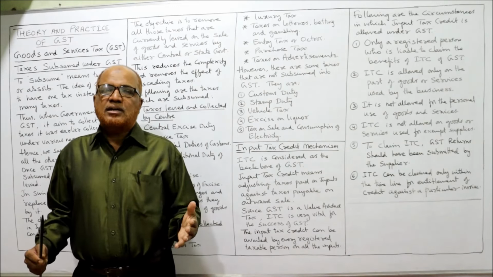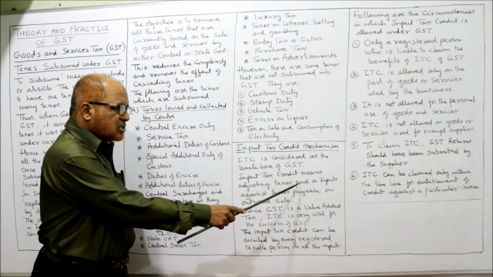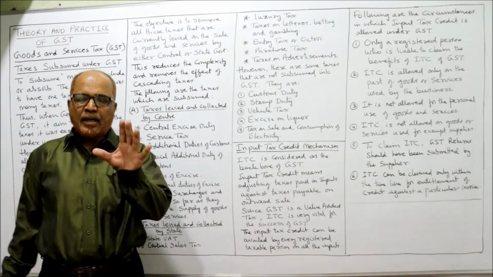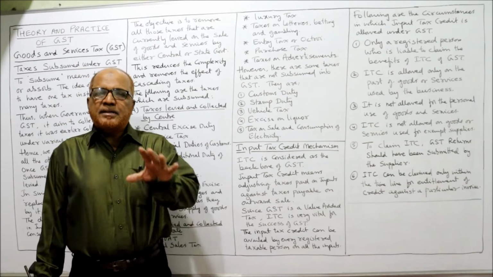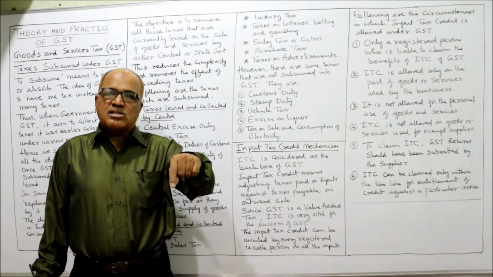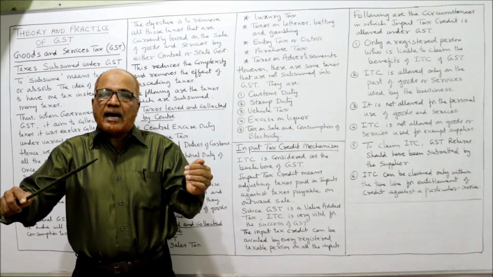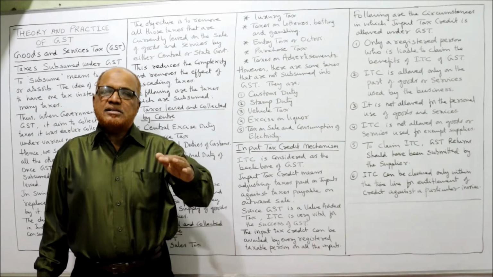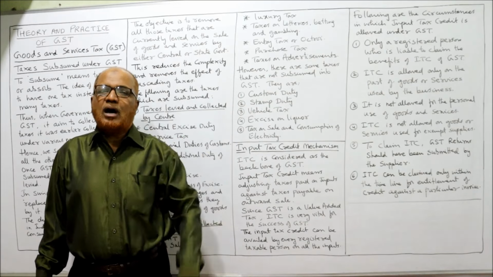What is this input tax credit? Now see here. Input tax credit means adjusting the taxes paid on inputs against taxes payable on outward sale. With the help of an example, I try to explain you the concept. That means the taxes which are already paid for the input will be deducted from the taxes which are payable on the output. That means the taxes of input will be deducted from the taxes payable on the output.